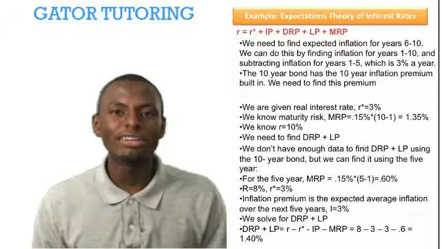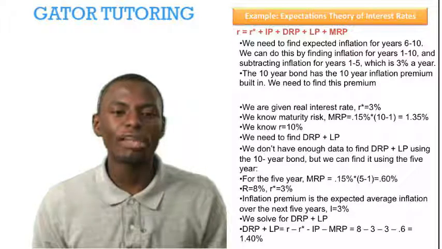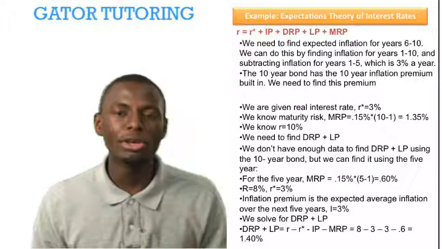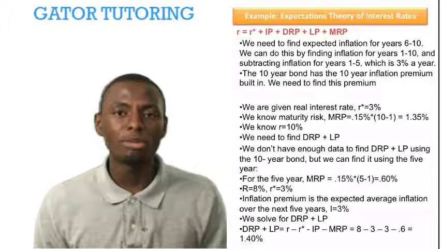We don't have enough data to find DRP plus LP using the 10-year bond because we're also missing IP, so that's like 2 different quantities. Since we're combining DRP and LP, we would need to solve for them at the same time. However, we do have enough data to solve for DRP plus LP using the 5-year bond, since we already know the inflation premium for the 5-year bond.